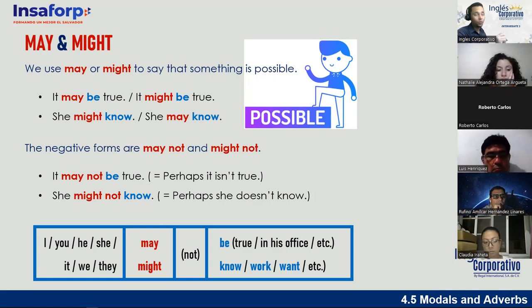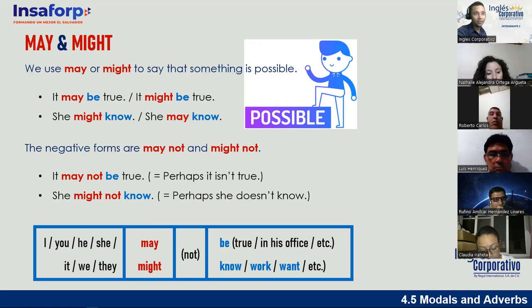The negative forms are may not and might not. Remember, to form the negative, in this case, you just need to add the particle not to the verb. So if you say it may be true, the negative is it may not be true. And that means perhaps it isn't true, or it is possible it isn't true. You also say she might not know. That means perhaps she doesn't know, or it is possible that she doesn't know.